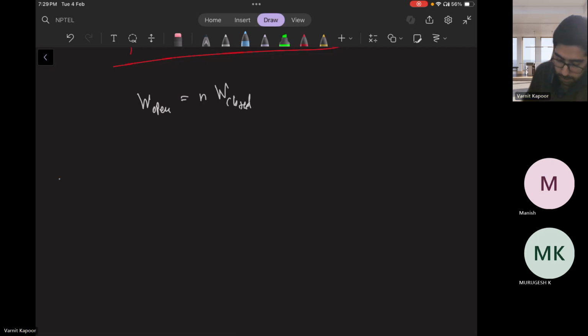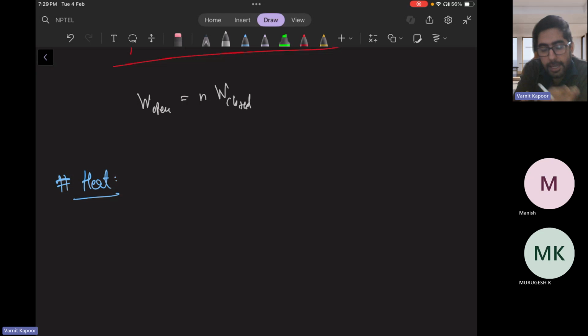What is heat? It's again a form of energy interaction only, but here a temperature difference comes into the picture. All the energy interactions other than temperature difference are work, but if a temperature difference is involved, then it is called heat. That's the simple difference between heat and work. Whenever there is a temperature difference, that kind of energy interaction is called heat. When there is no temperature difference, it is called work. Pretty simple.